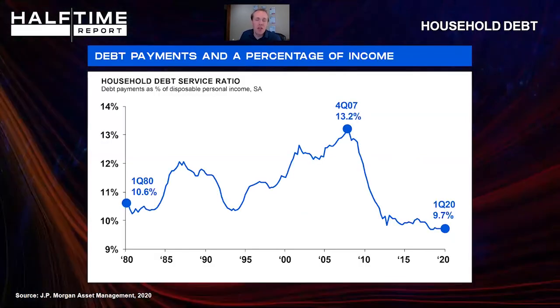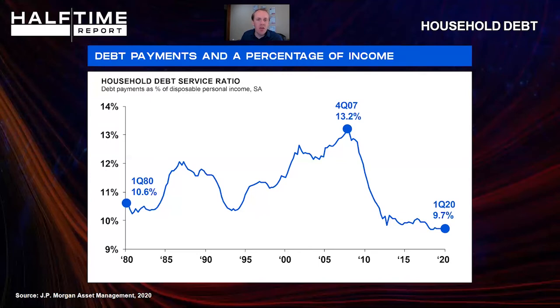It's not all bad news, though. We had prepared for this, whether we realized it or not. Debt as a percentage of income has reduced dramatically. So in Q4 of 2007, right before the mortgage crisis, we were sitting at 13.2% debt to income ratios. That's pretty dramatic. That's a lot of money.